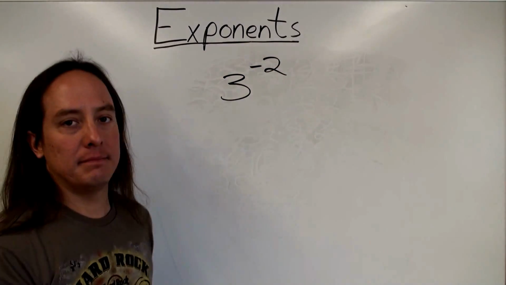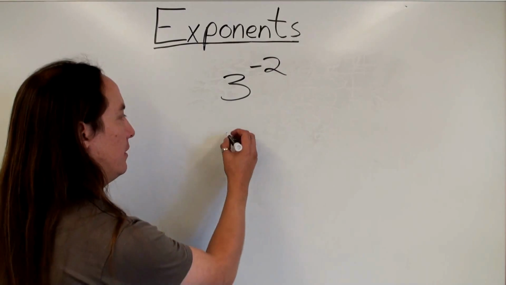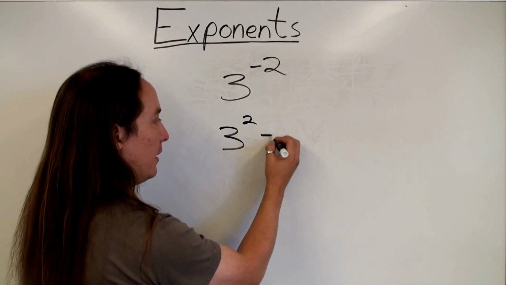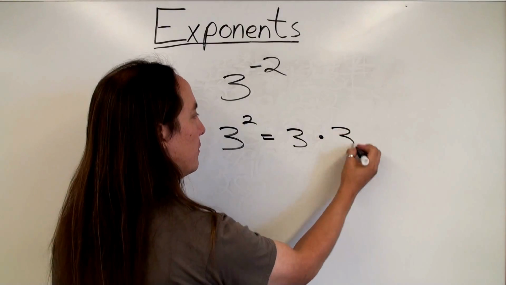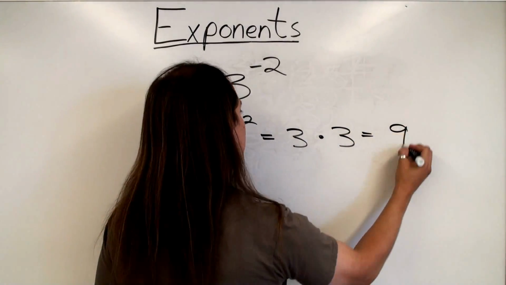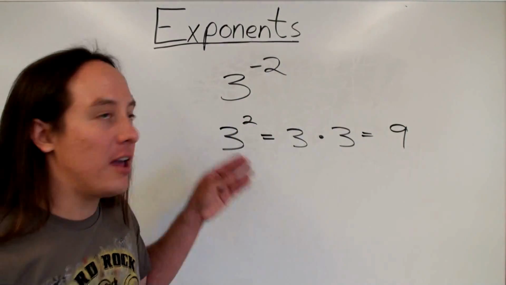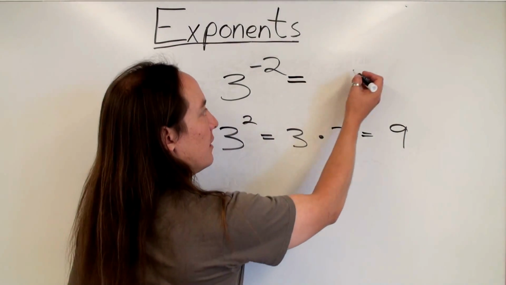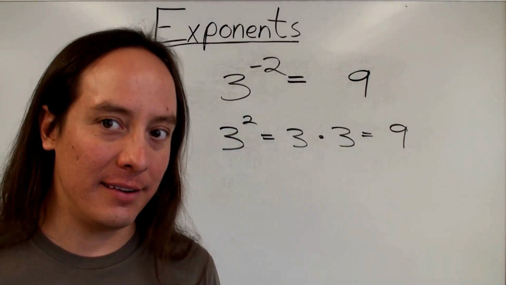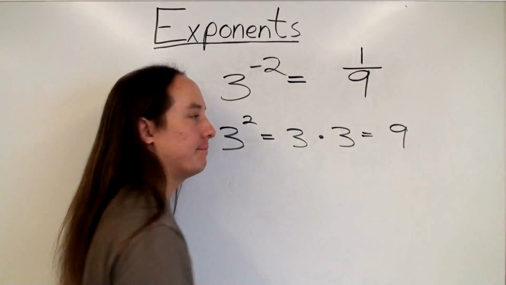What about this one? 3 to the power of -2. Again, this one with the positive 2 would be 3 times 3, right? 2 times my base. So that gives us 9. The top one, this one over here, is going to be the same thing. It's not going to change. It's going to be 9. However, we put it underneath what? A 1. Okay? And that's how that works.